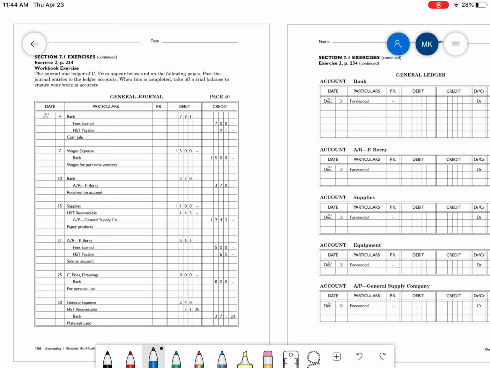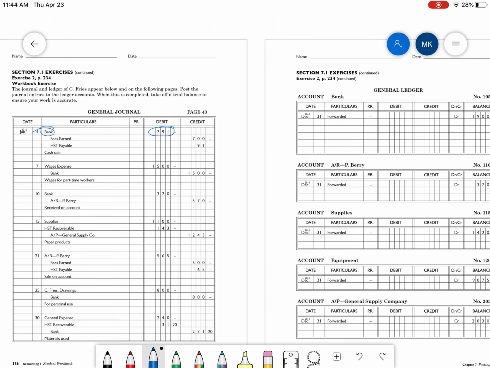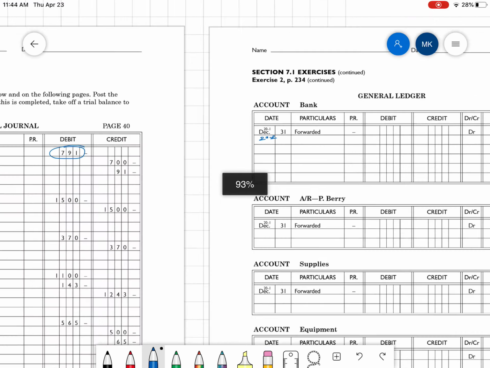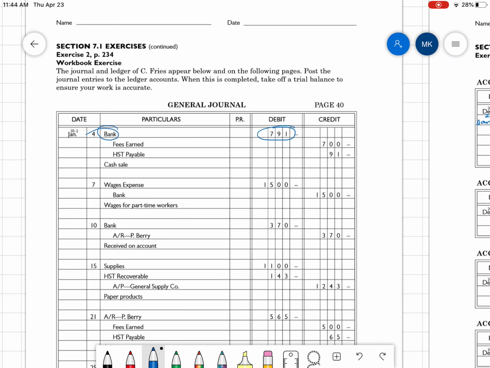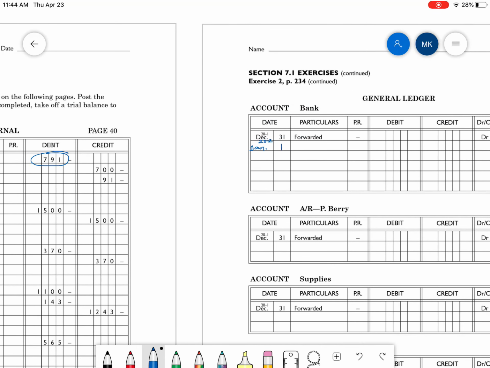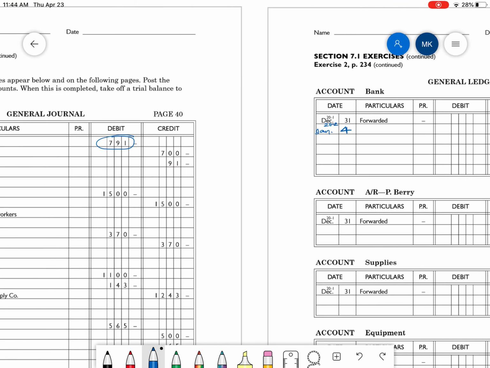So first is bank, right? As you can see, the first account that is impacted is bank. Now the amount is debited, right? So go to the general ledger, go to bank, write down the date. So 22. The date is January the 4th. You don't necessarily have to write anything in the particulars column, and the debit amount is 791.